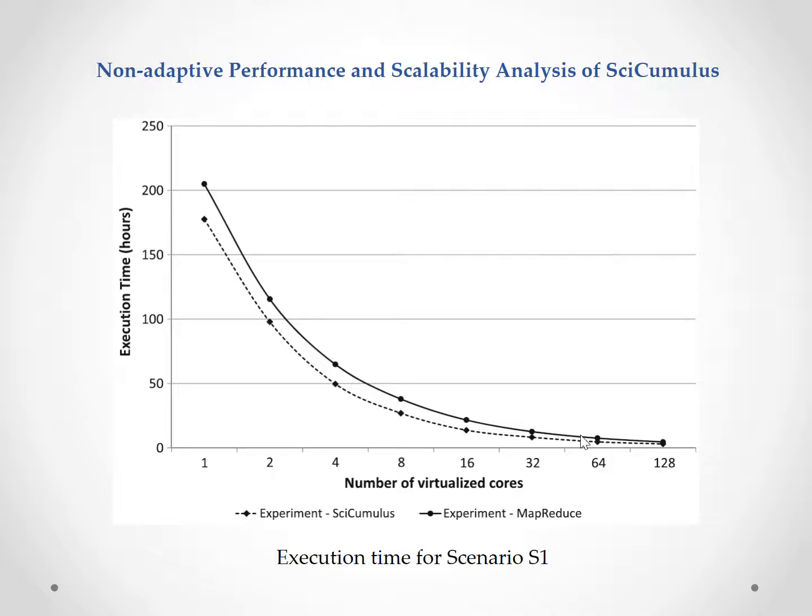We can notice from the result that the total execution time of the SciPhy workflow using both SkyCumulus and Hadoop decreases when provided more virtual machines. SkyCumulus outperformed Hadoop when using 128 virtual cores. As you can see right here, SkyCumulus is the one with the dotted line, and it took less execution time than Hadoop.